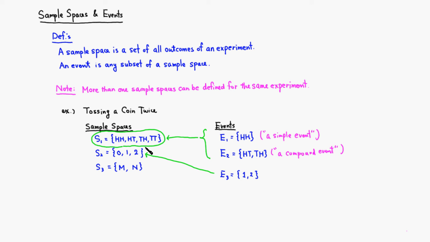So you can see that we can define more than one sample space for the same experiment. If an event has only one outcome, it is called a simple event, and if an event has more than one outcome, it is called a compound event. All right, that's it. I hope that this was clear.